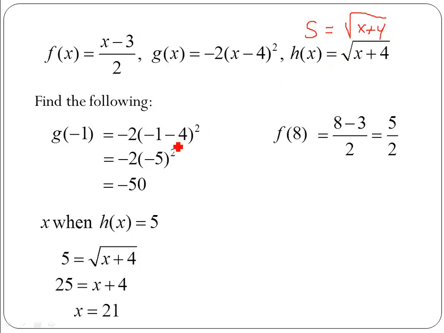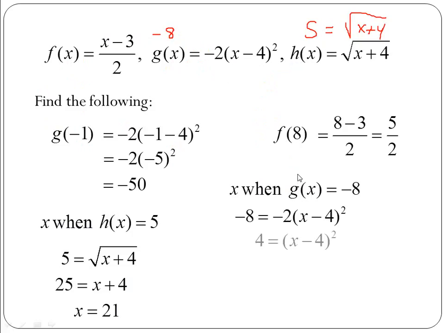Now, be careful on this next one. I want to find x when g of x equals negative 8. So again, I'll go over here, and I'll replace my g of x with negative 8. So I have negative 8 equals negative 2 times (x minus 4) squared. Now I'm going to solve this. So I'm going to first divide by negative 2. And now this is where you have to be careful. I'm going to take the square root.